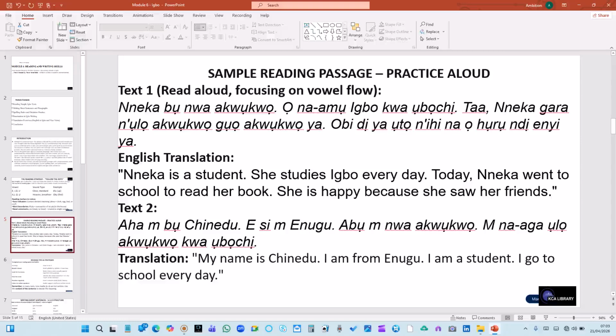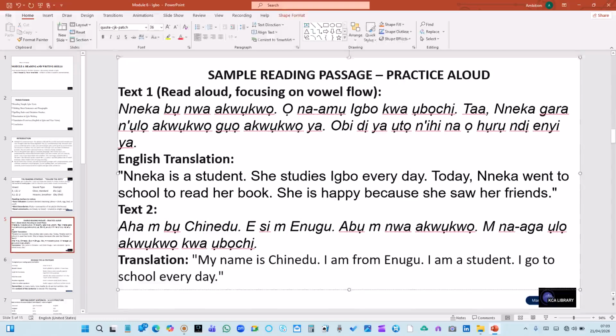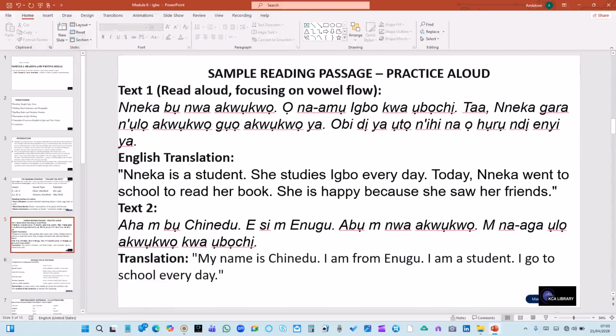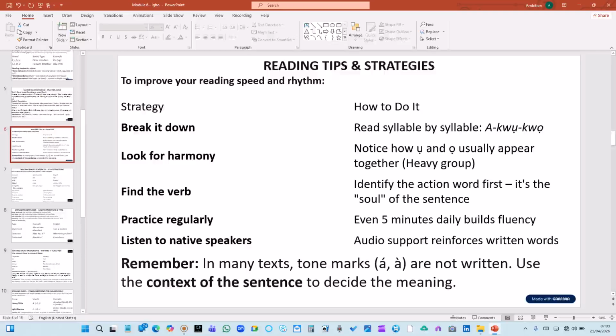The English translation here is that my name is Chinedu. I am from Enugu. I am a student. I go to school every day. So these are some of the simple reading passages for practice in Igbo language. Having known that, let us look at the reading tips and their strategies.